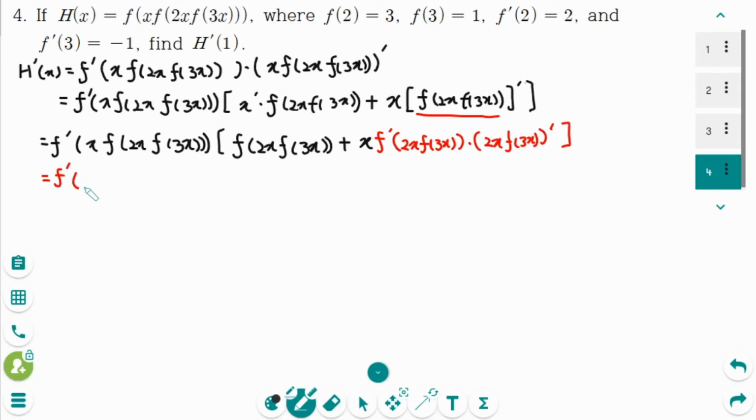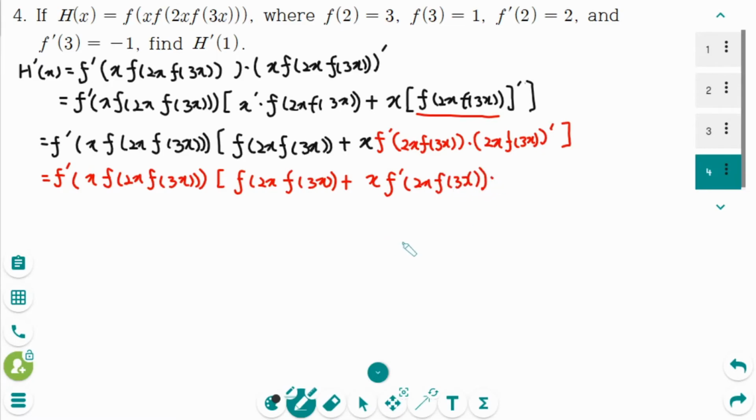Equals f prime of x times f of 2x times f of 3x times f of 2x times f of 3x plus x times f prime of 2x times f of 3x times, we have to use the product rule again. So 2x prime times f of 3x plus 2x times f of 3x prime equals f prime of inner function times inner function prime, which is 3x.